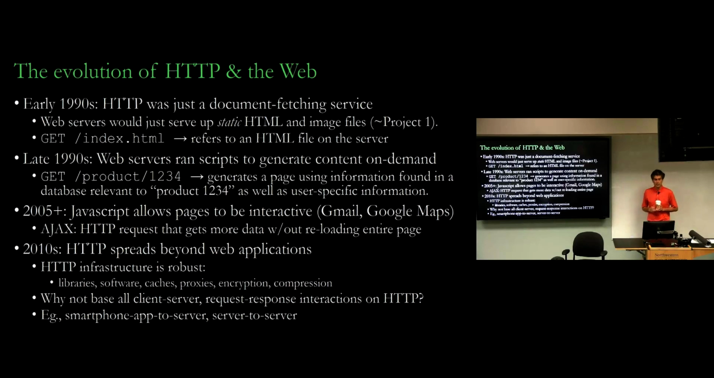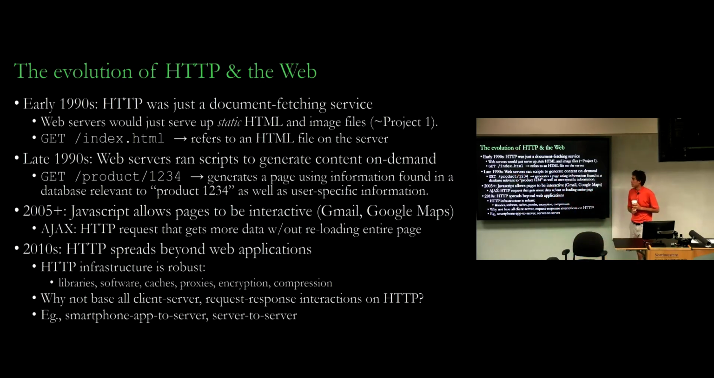In the early 90s, it was invented as just a document fetching service for the web at CERN, I think, for like documenting physics projects. And in those old days, web servers would just serve up static HTML files and image files, which is what you're going to do in Project 1. So you navigate to a URL, and that corresponds to a file that someone has written or uploaded on a server. And you get that back. So get index.html refers to file index.html that you can find in that server.